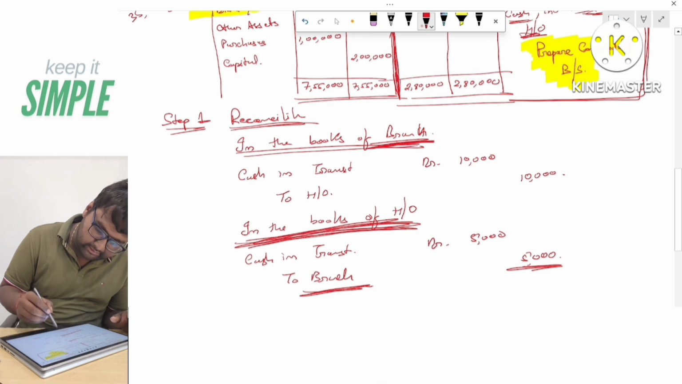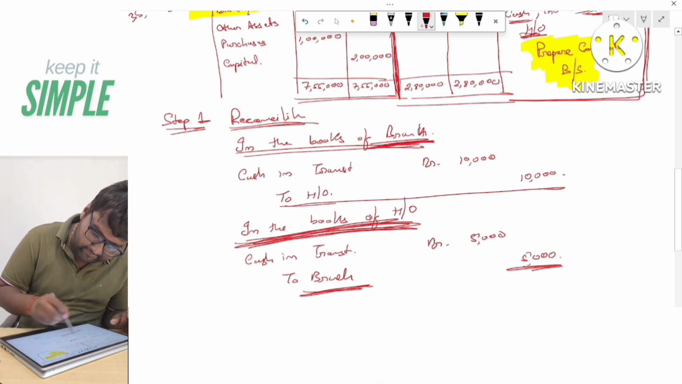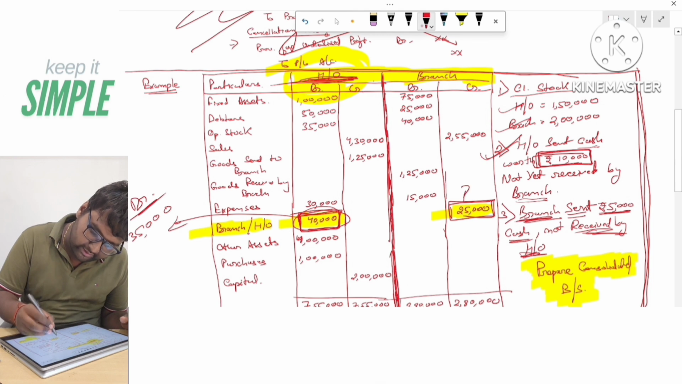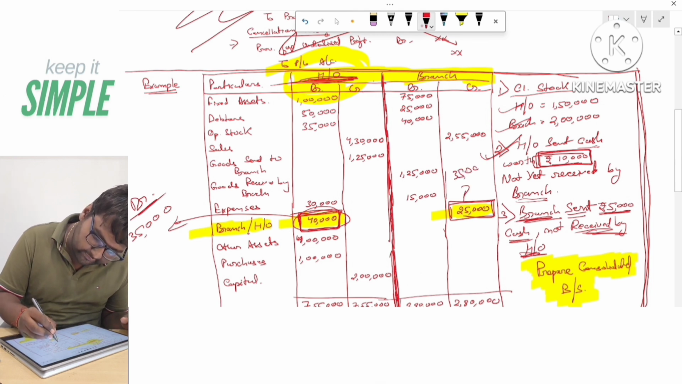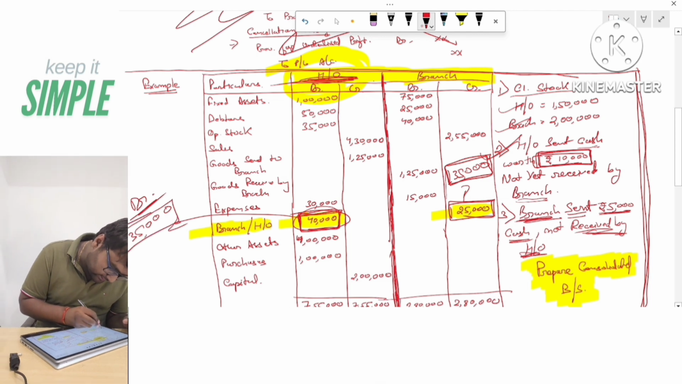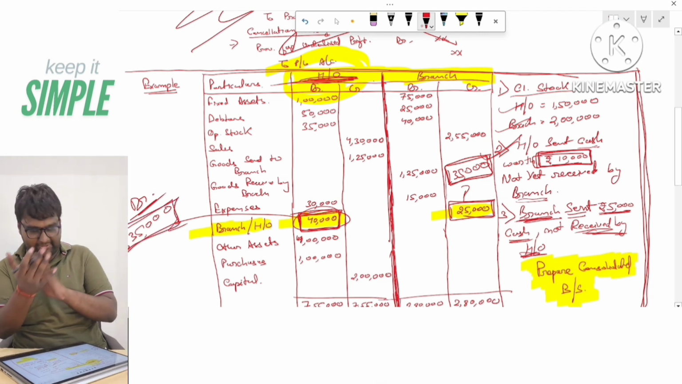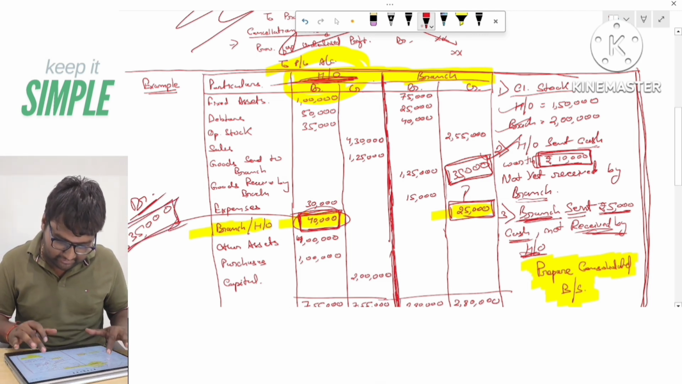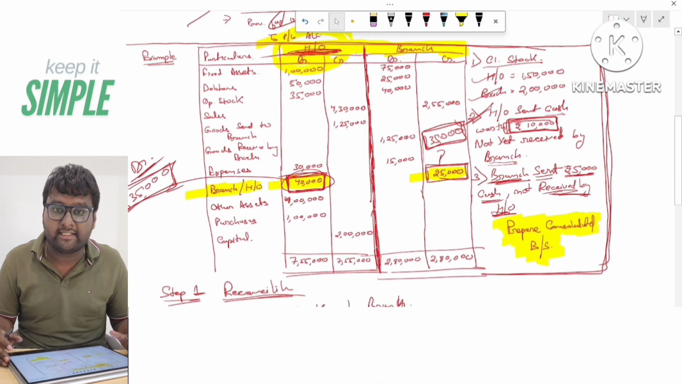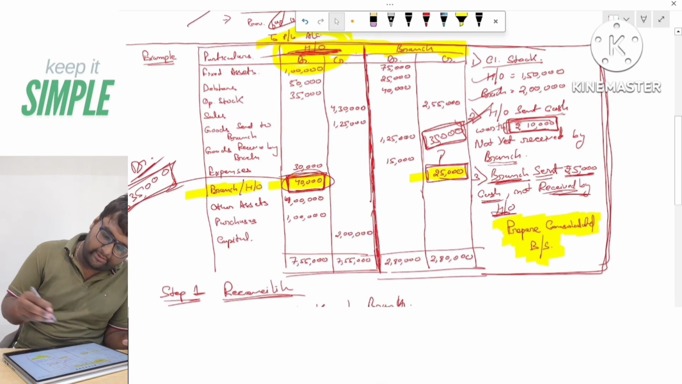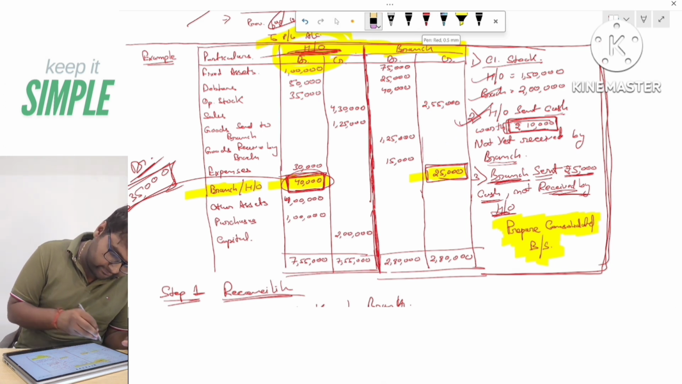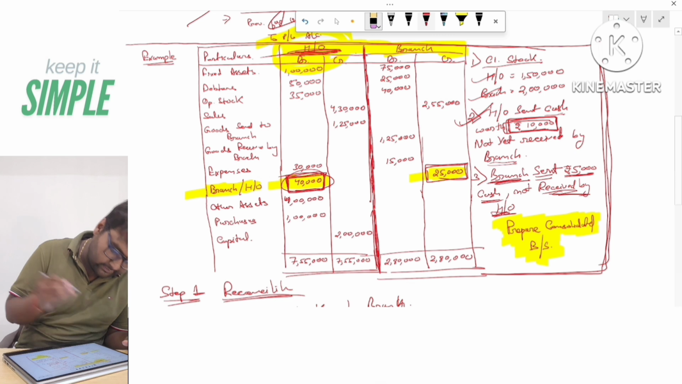And branch has credited head office by 10,000. So now this will become 35,000. 10,000 will increase. So now you see 35,000, 35,000. Now it's matching. Congratulations. So we have done our first step, that is the reconciliation. Okay. Understood? Understood our very first step. That is reconciliation.